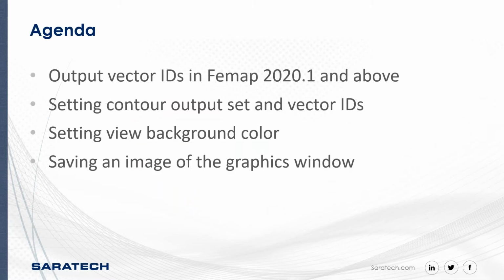All right, sounds good. So first off, I'm going to talk about the output vector IDs in Femap 2020.1 and above. And then we're going to get into actually putting a little API together. And that's going to cover things like setting the contour output set and vector IDs, setting the background view color, and saving an image of the graphics window.